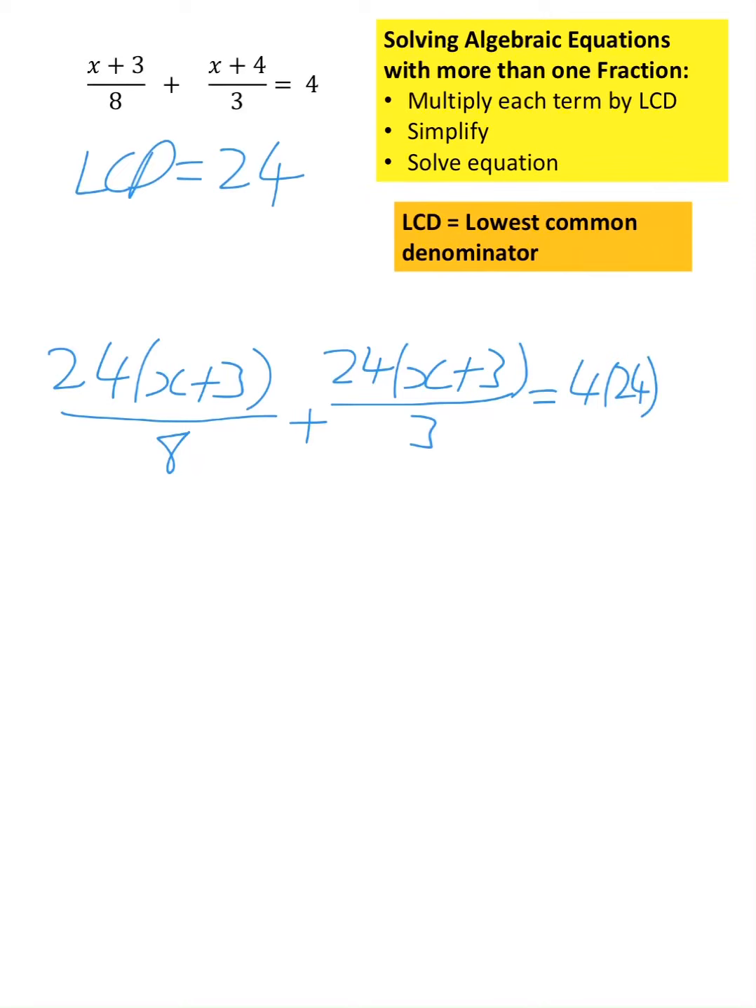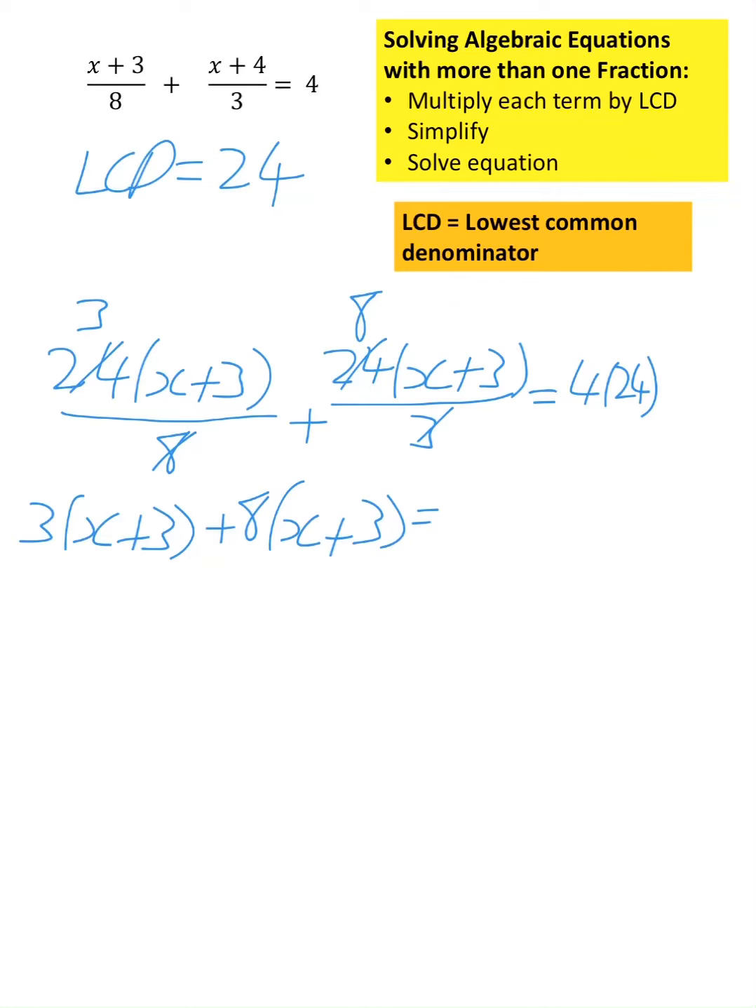Now let's simplify. So 8 into 24 goes 3 times. So we'll have 3 times x plus 3. Then 3 goes into 24 8 times. So we'll have 8 times x plus 3. And then 4 times 24 is 96. So now we've gotten rid of all the fractions. So now we're just going to solve it like a regular equation.